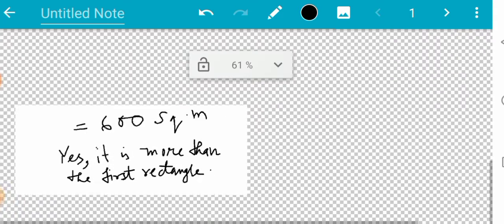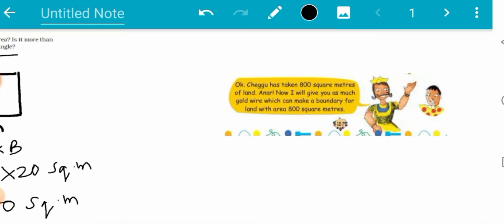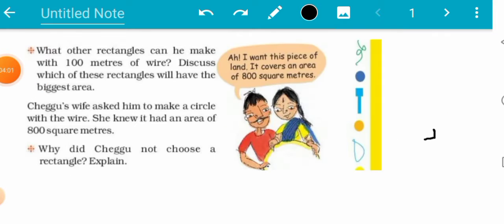Okay, now come to the next part. What other rectangle can he make with 100 meters of wire? Which of these rectangles will have the biggest area? I want the piece of land that covers an area of 800 square meters.